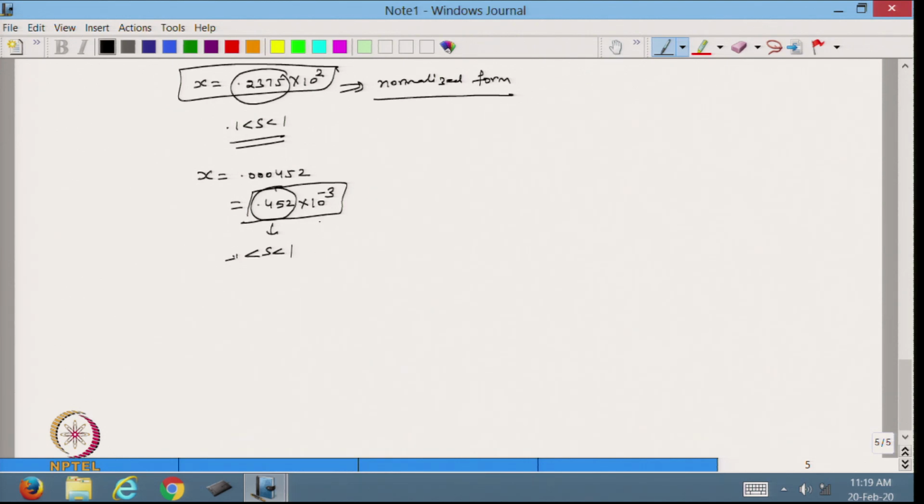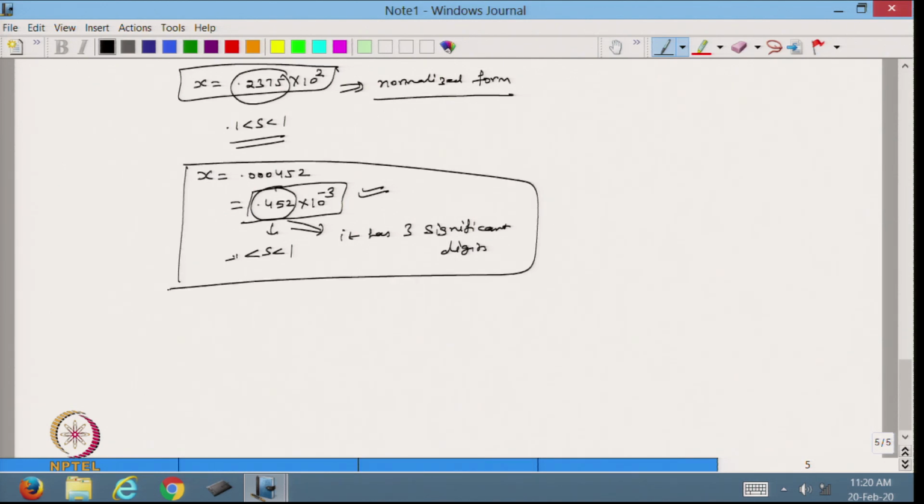So, in this case I can say that this number is in the normalized form, and it has 3 significant digits. So, that is the normalized form of the decimal number.